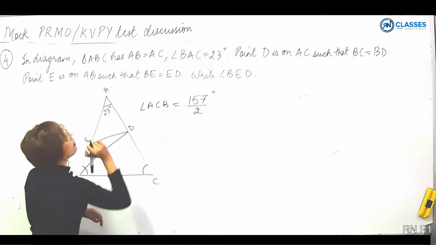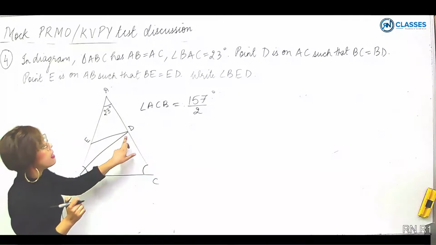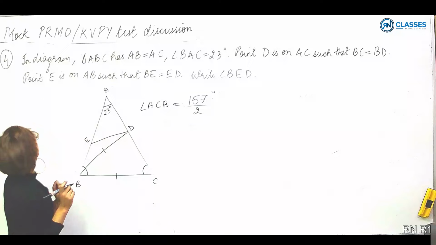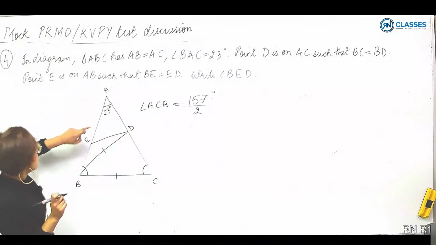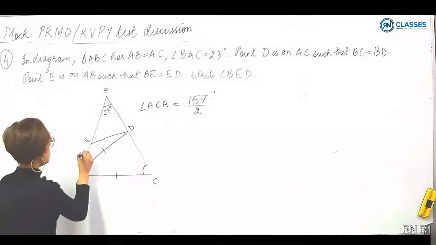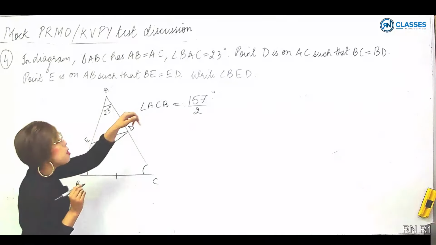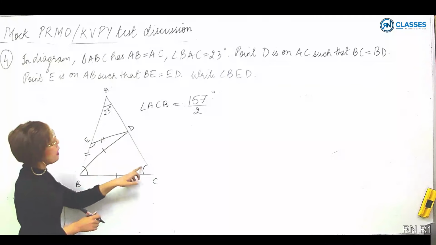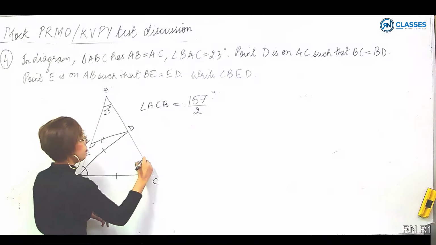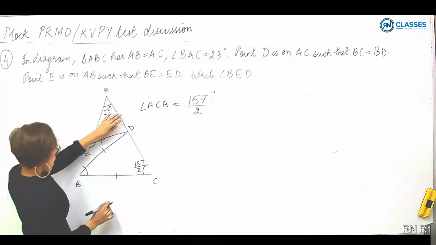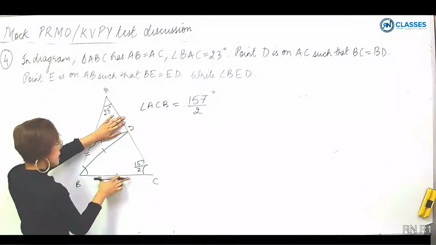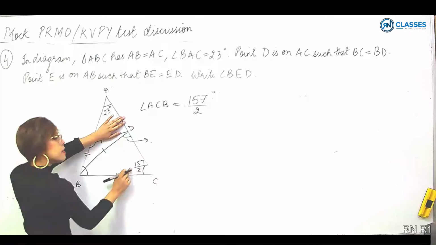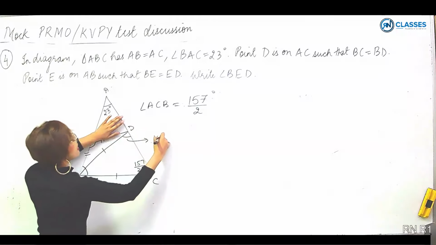Now he says point D is on AC such that BC is equal to BD. This length is equal to this length. Point E is on AB such that BE is equal to ED. This length is equal to this length. I am interested in this angle, BED. I know that this angle is 157 by 2. Now, in triangle DBC, this length is equal to this length, so this angle will be equal to this angle. This is 157 by 2, this is 157 by 2.